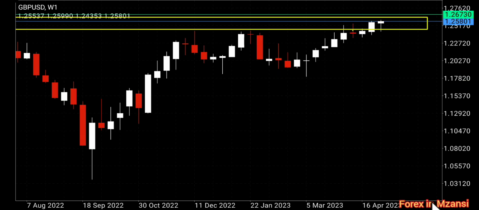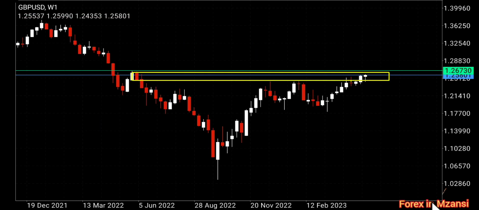So you can say that my weekly is bullish, and currently we're inside a weekly area of resistance, and this horizontal line will be a backup for that, to say that they will try by all means not to allow the bulls to cross this.